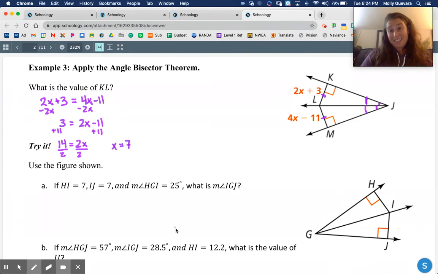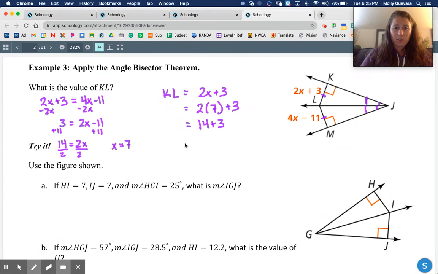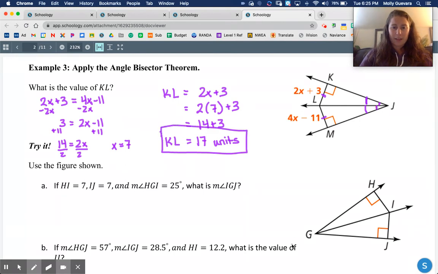But again, it's not asking me what is x. It's asking me what is the value of K to L. Well, KL is equal to 2x plus 3. But I know the value of x now, so I can plug it back in. So 2 times 7 plus 3. 2 times 7 is 14. And 14 plus 3 is 17. So KL is 17 units. And there it is.